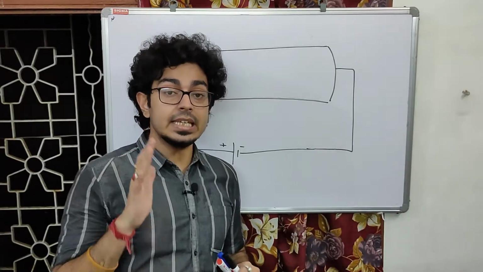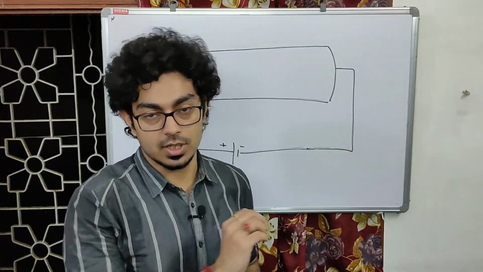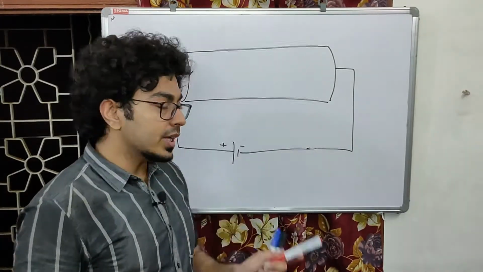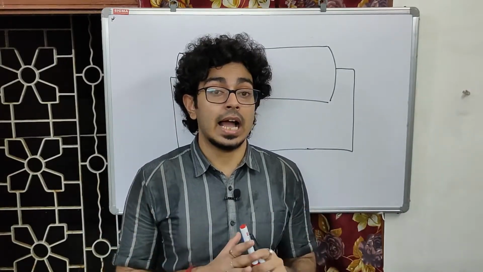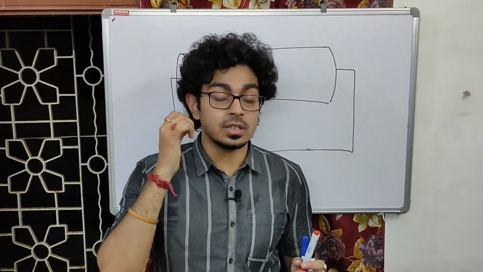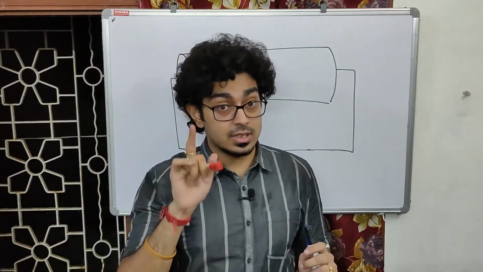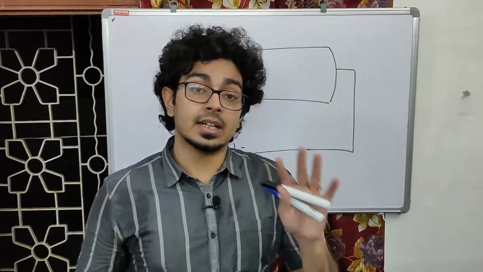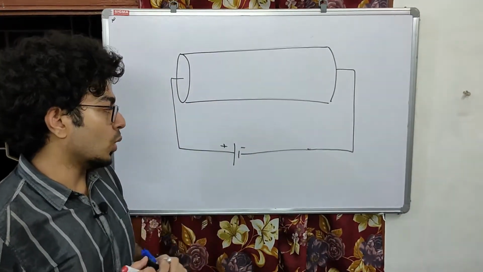There are free electrons in the conductor which help current flow through it. A conductor has free electrons within it, which in general do not have net movement in any direction. Just understand the term net movement: they don't have any net movement in the conductor. So when we connect a battery to this conductor, what happens?